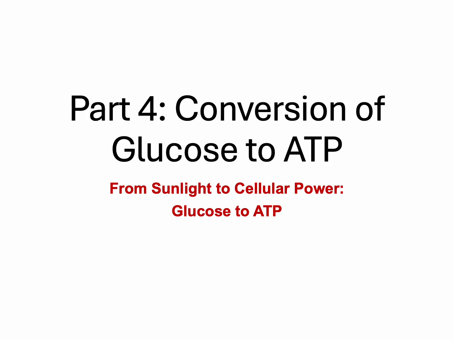Welcome to part 4 of our series on carbohydrate physiology and metabolic pathways. We now explore how glucose is transformed into ATP, the cell's primary energy currency.